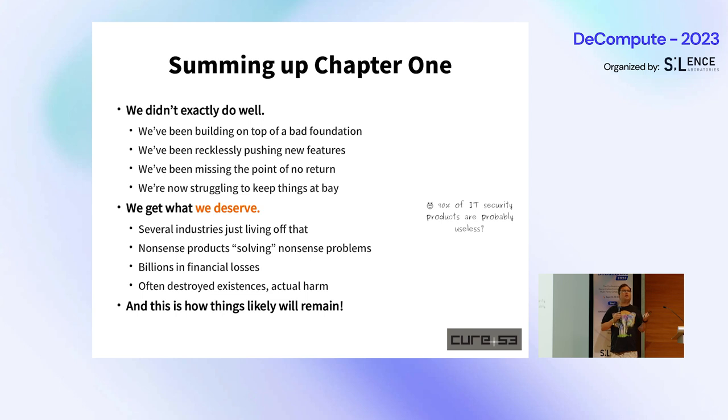Because we have a whole industry living off that. We have nonsense products that are sold for security. AV, in my opinion, complete nonsense. Most of the firewalls and web application firewalls, in my eyes, complete nonsense. And we still have billions in financial losses of people all over the world who trust that the web is safe and then realize that it's not, and that somewhere in that gargantuan stack there is a vulnerability and they get exploited. And I guess if we don't change something fundamentally, this is how things will likely remain. Anyone disagree so far? Cool, that's good. Or is it? I don't know, let's see.